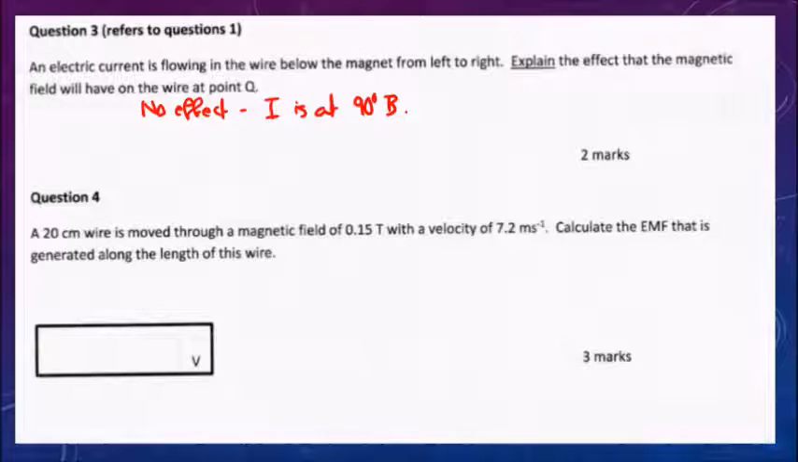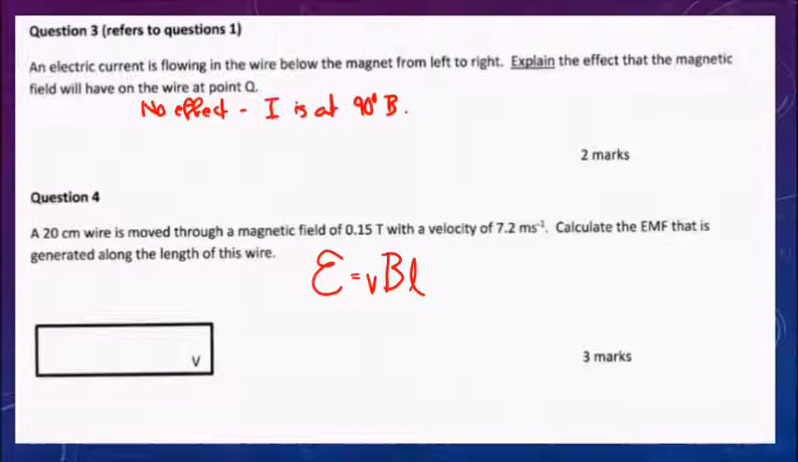Okay, question 4. A 20 centimeter wire is moved through a magnetic field of 0.15 Tesla at a certain velocity, and we're given the length of the wire and all that sort of stuff. This is just an induction question, and you've just got to think about the formula. I'm pretty sure this is not on the formula sheet, so this is one that you need to have on your cheat sheet. Basically, the induced EMF is just the velocity times the magnetic field strength times the length.